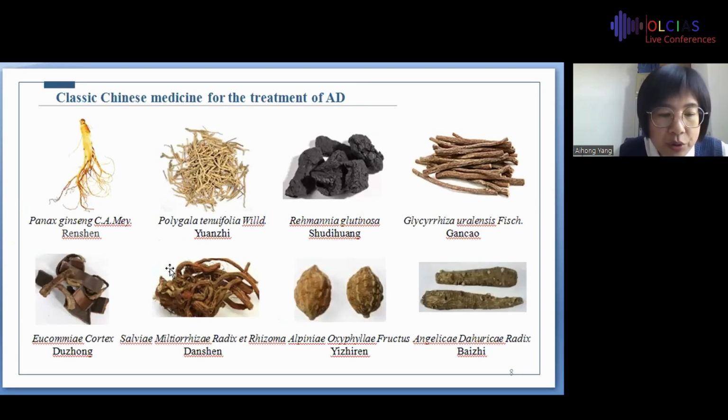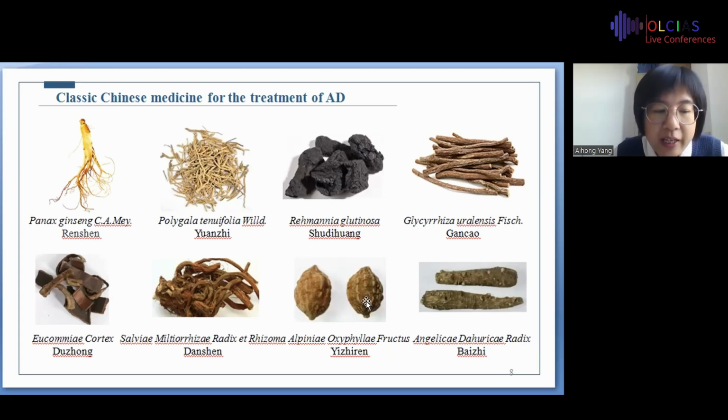After more than 2,000 years of development, TCM has accumulated a lot of practical experience in senile dementia, that is AD in Chinese medicine. The most commonly used Chinese medicines for the treatment of AD are, the Chinese names are 人参、远志、蜀地黄、甘草、杜仲、丹参、益智仁、白芷.